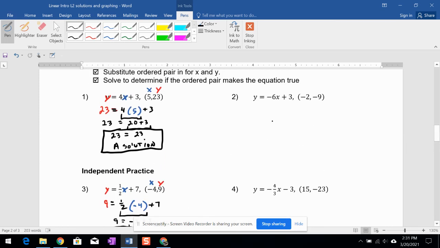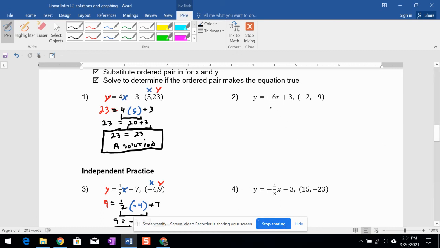Whereas up above, where this ordered pair 5, 23 was a solution to the given equation, it would be a point on the given line when the line is graphed for the equation. So that's really what you're looking to interpret here, whether the ordered pair makes the equation true, meaning it's a solution and therefore falls on the graph line, or is not true and therefore is not a solution and does not fall on the graph line.